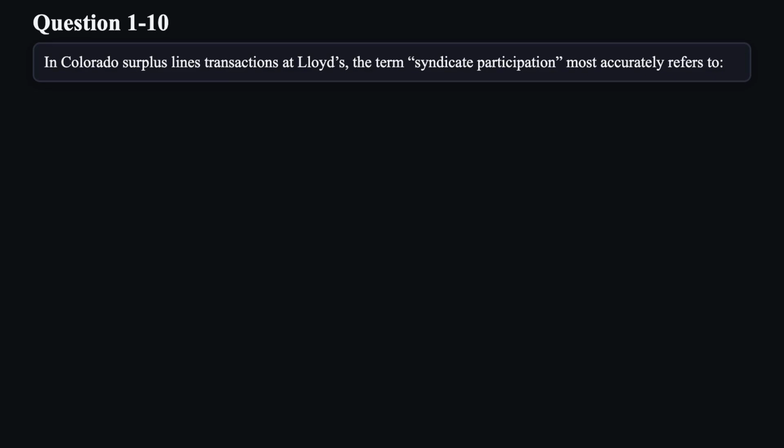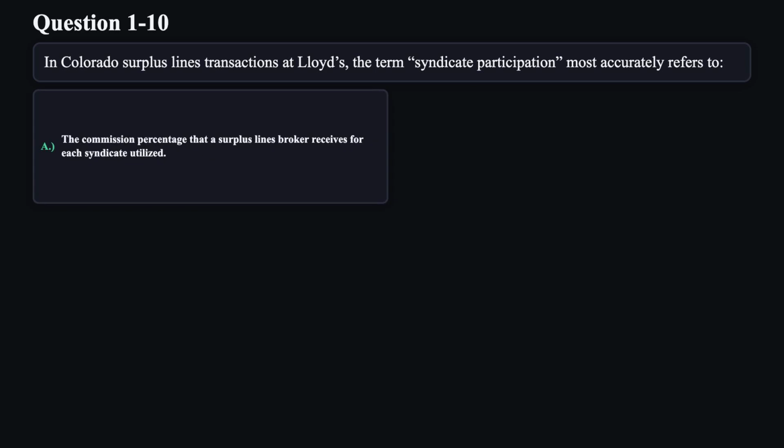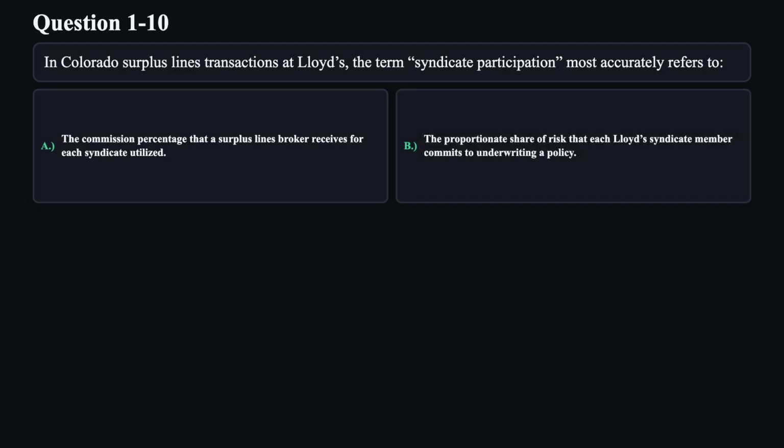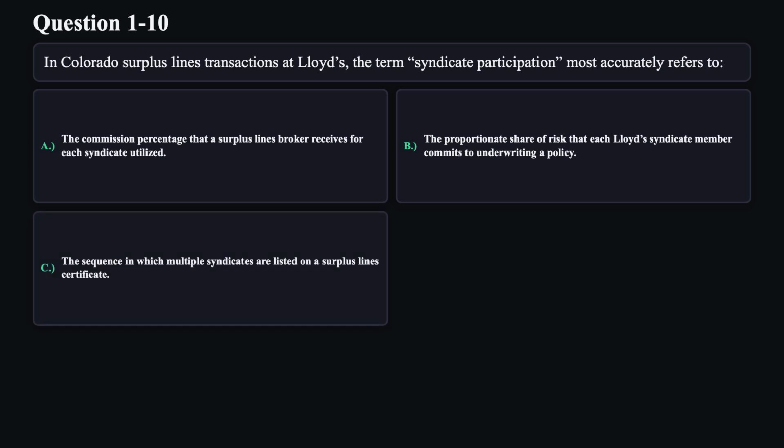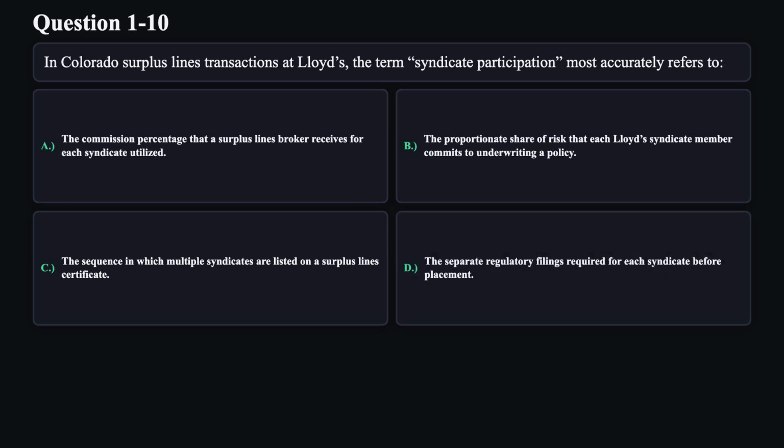In Colorado surplus lines transactions at Lloyd's, the term syndicate participation most accurately refers to A. The commission percentage that a surplus lines broker receives for each syndicate utilized. B. The proportionate share of risk that each Lloyd's syndicate member commits to underwriting a policy. C. The sequence in which multiple syndicates are listed on a surplus lines certificate. D. The separate regulatory filings required for each syndicate before placement.